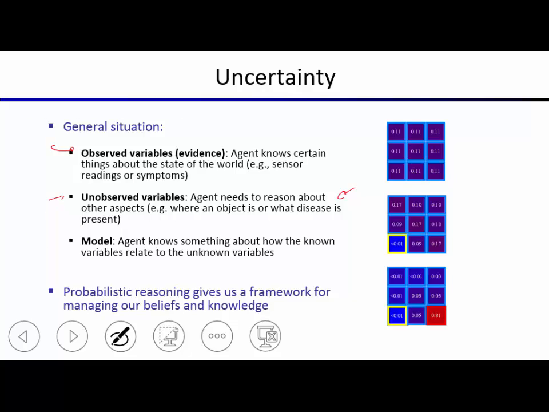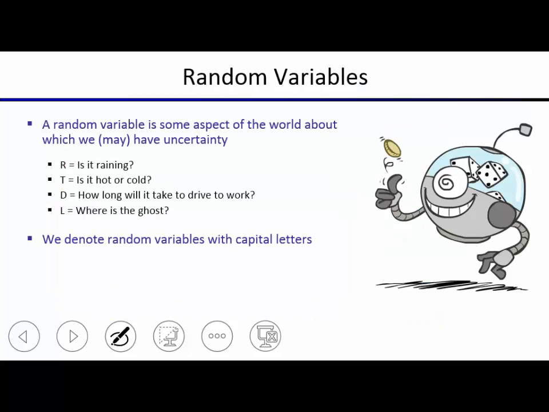All right, so random variables. Here are some examples of random variables that tend to represent things about the world that are uncertain. R, capital R, is it raining? Values could be true or false. Is it hot or cold? How long will it take to drive to work? Where is the ghost? Which could be a discrete variable or a continuous variable, depending on how you define your problem. We'll always denote random variables with capital letters, as shown here on the left.